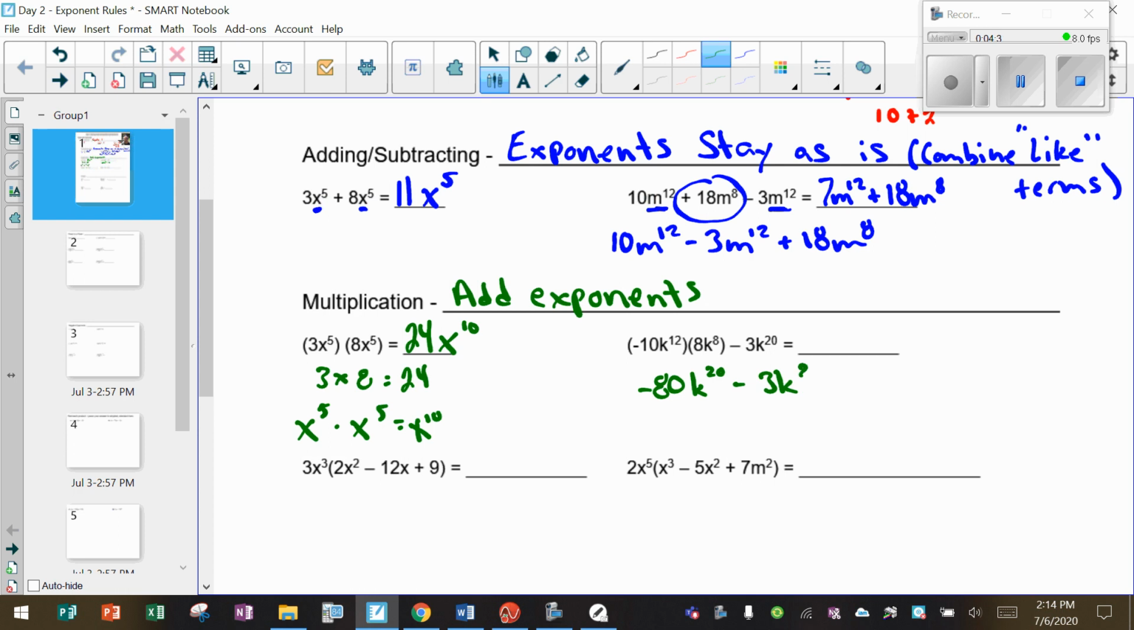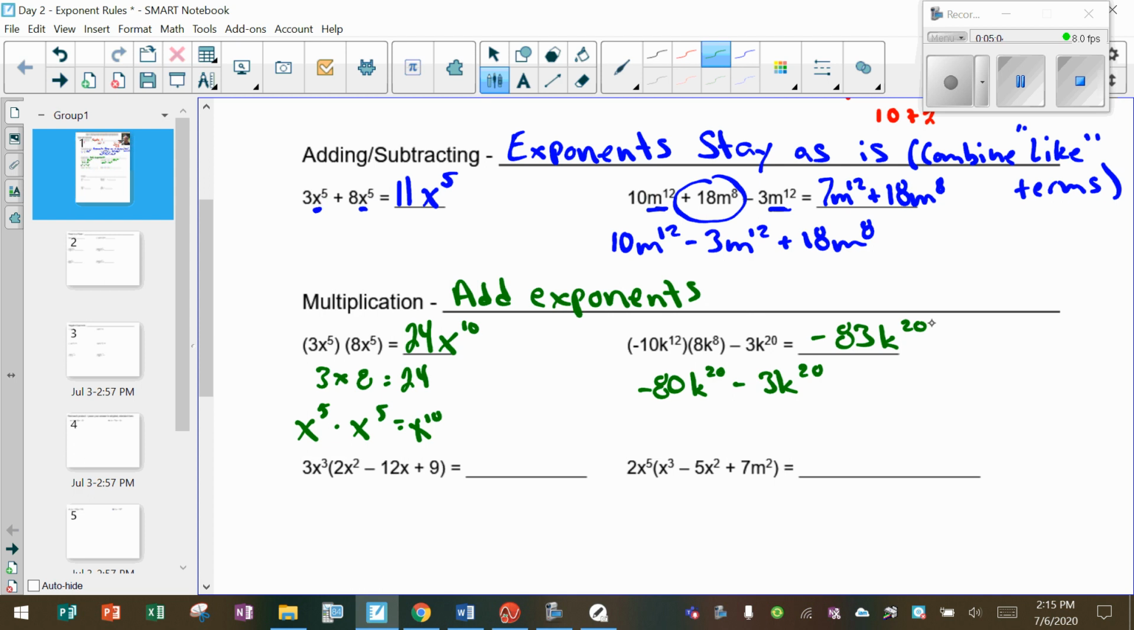Once that part is taken care of, we can check to see if it is a like term with the negative 3k to the 20th. Do they have the same variable? Yeah, both k's. Do they have the same exponent on that variable? Yeah, both 20s. So now you can go to your calculator and just do negative 80 minus 3. So that's negative 83. This is subtraction. Adding and subtracting keep the exponents the same. So we're going to keep the k to the 20th as a k to the 20th.